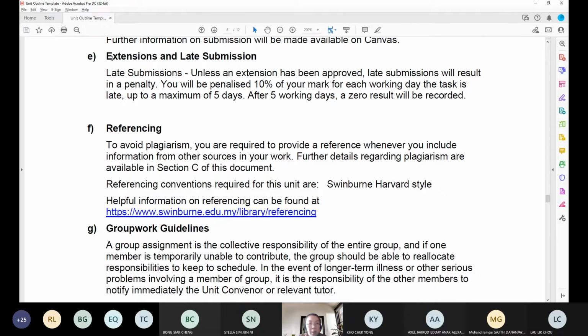Okay, extensions and late submissions: unless you have an extension that has been approved, late submission will result in a penalty. What's the penalty? You are penalized 10% of your mark for each working day the task is late, up to a maximum of 5 days. After 5 days, if you don't submit anything, I have the right to give you 0 for that, unless you have prior permission from me.